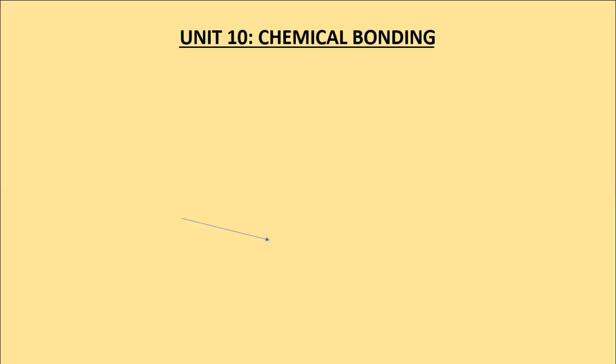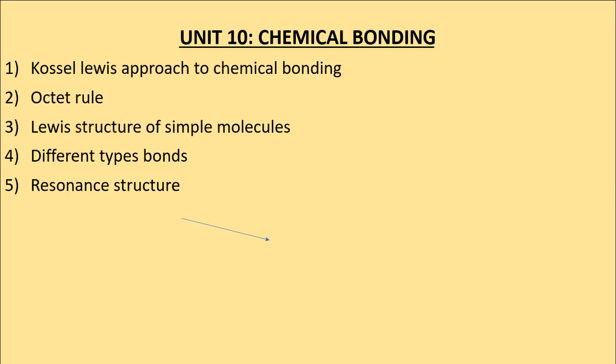So next we'll move on to chemical bonding. In this unit we are going to study about the Kossel-Lewis approach to chemical bonding, then octet rule, Lewis structure of simple molecules, different types of bonds like ionic, covalent, coordinate, etc. Then resonance structure.